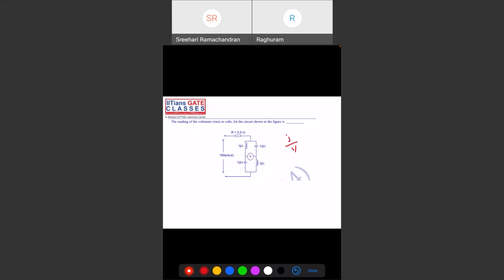So j by 1 by j is j square, right? Here also it is 1 by j by j, it is 1 by j square. 1 by j square is minus 1, and j square is minus 1. Right? So it's equal, so the bridge is balanced. So V is 0. One more question, a direct question. This is a direct question, right? So no need to do much calculation.